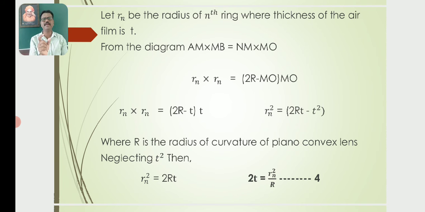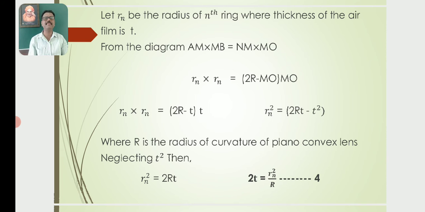What we know is that the interference pattern in Newton's rings consists of a central dark spot surrounded by alternating bright and dark rings. They are called Newton's rings. Let Rn be the radius of the nth ring, where the thickness of the air film is t.